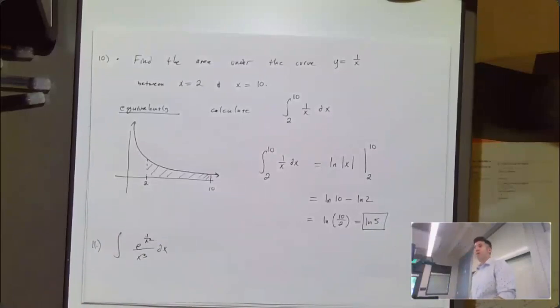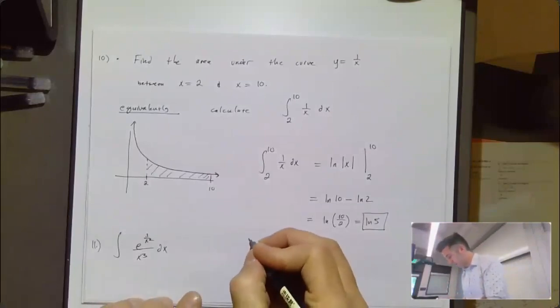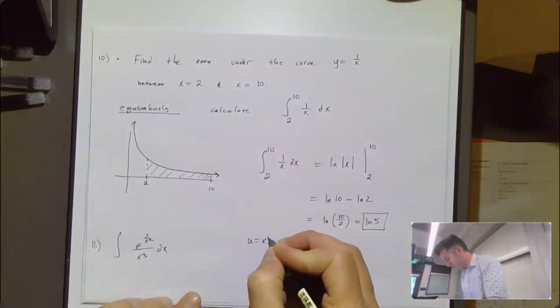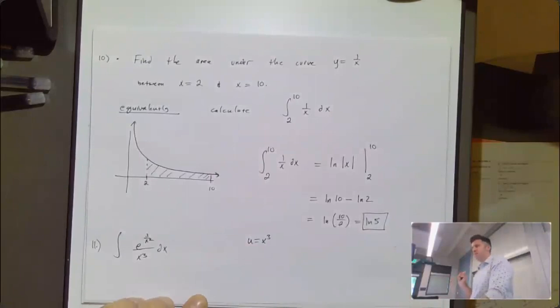I'm looking for a U substitution to do here. So what am I thinking? Well, what seems like a possible candidate? Where do I usually want to pick U from? Yeah, so x cubed might be a good choice. X cubed is definitely stuck. But what's the derivative of x cubed?